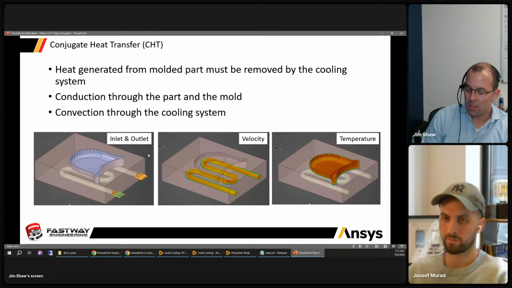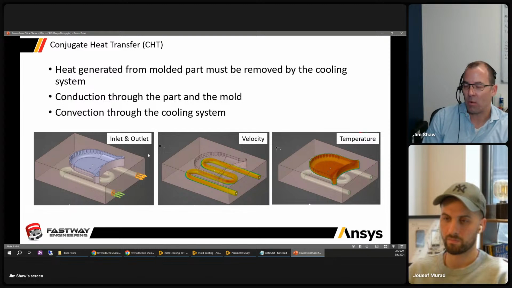So we've got conduction, which is solid heat transfer. We've got convection, solid to fluid heat transfer, and then the third aspect of conjugate heat transfer is radiation. We're not accounting for radiation here. There's not a lot of radiation in this design.